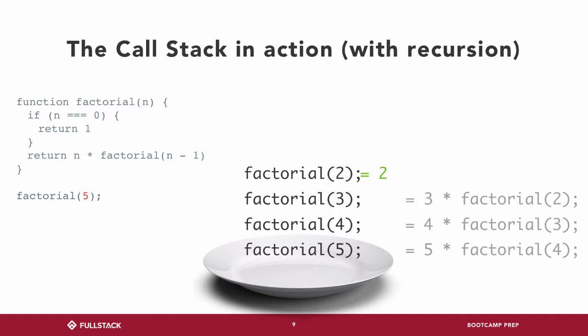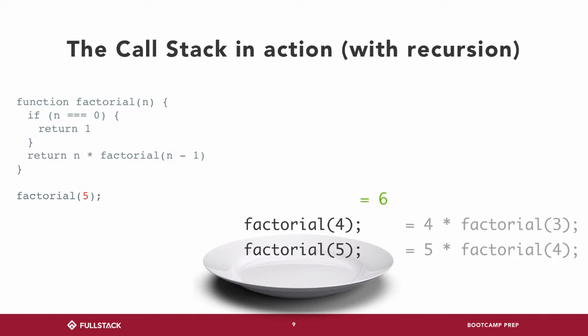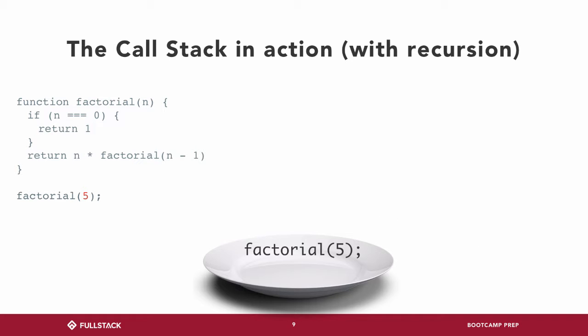It returns, so it gets removed from the call stack. Factorial 3 is 2 times 3. It returns 6, so it gets removed from the call stack. So now we know factorial 3 is 6. So that gets multiplied, 24, gets removed from the call stack. Now this replaces factorial 4. We know it equals 120, so it gets removed from the call stack.